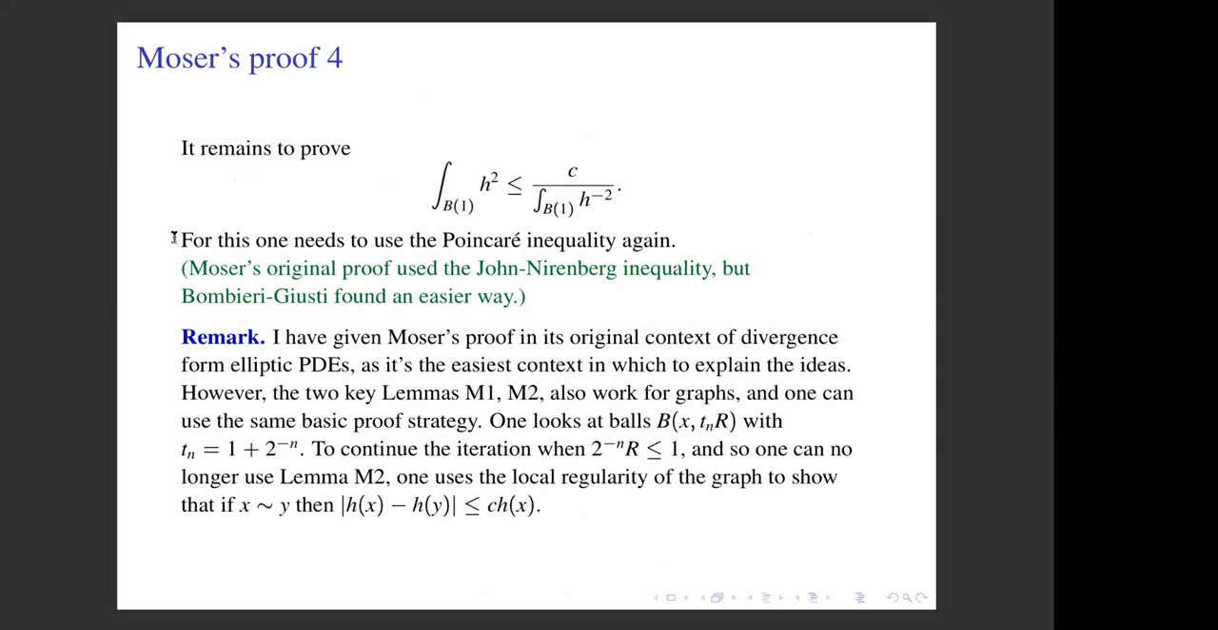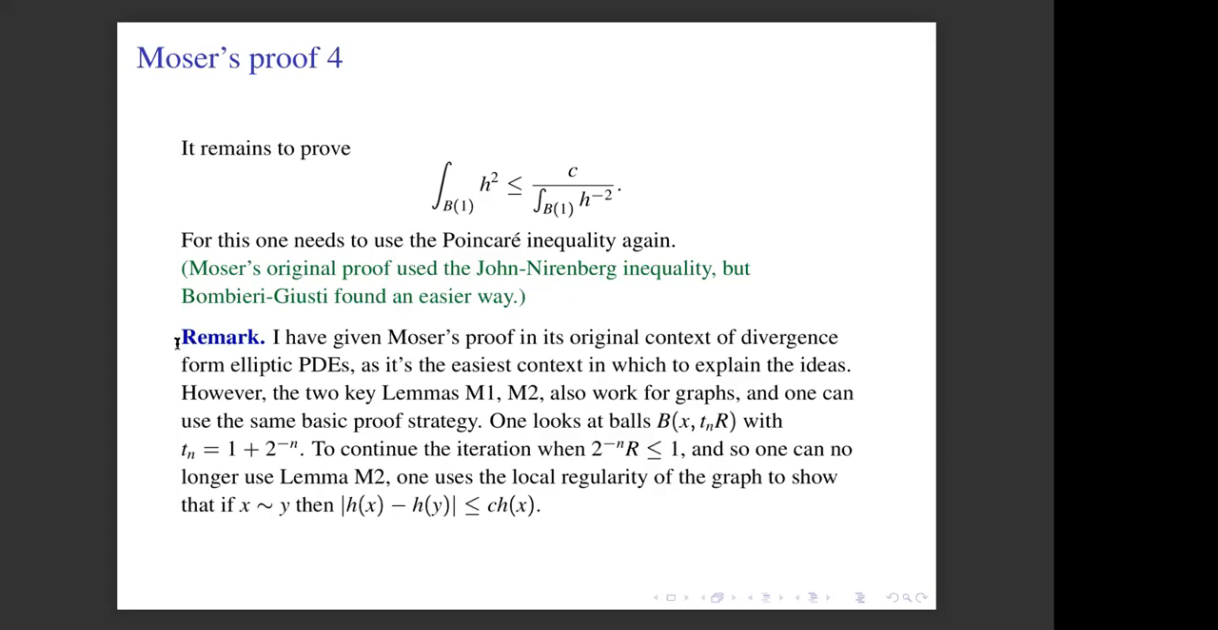We need to use the Poincaré inequality again. And actually, the original proof used the John-Nirenberg inequality, but Bombieri and Giusti found a simpler argument, which is still a bit harder than the argument that I've shown you already. So they found an easier way of doing that. But I hope that by this sketch, I've given you at least some idea of how Moser's argument gets going.